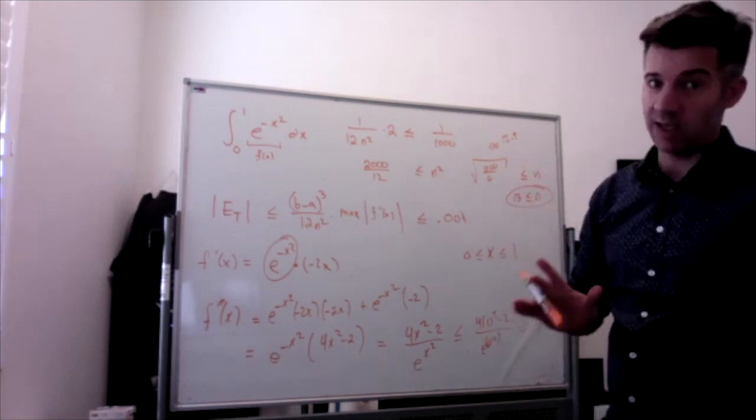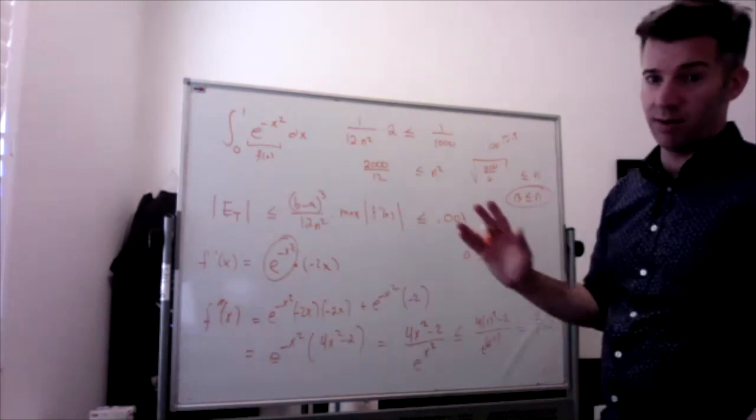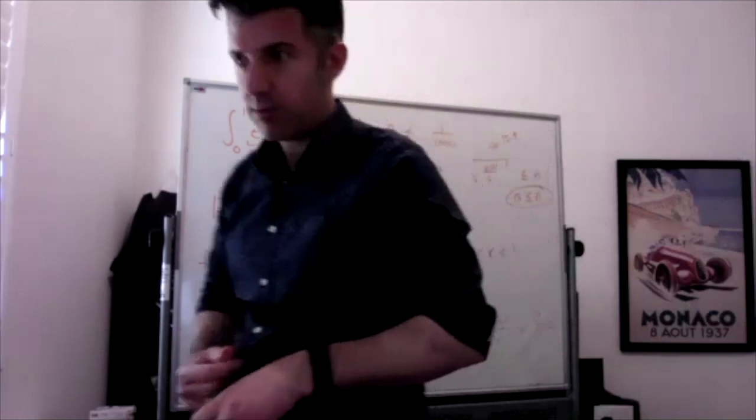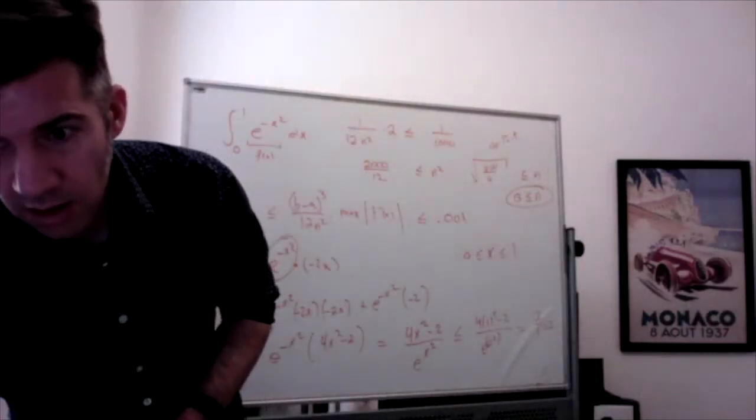Not 14, right? It's not Simpson's method. This is the trapezoid method for odd numbers of intervals. Okay.